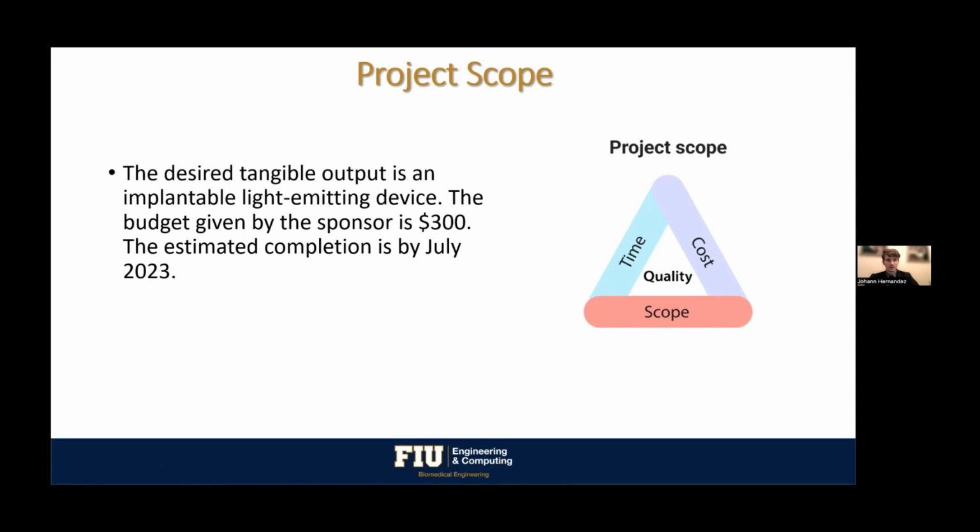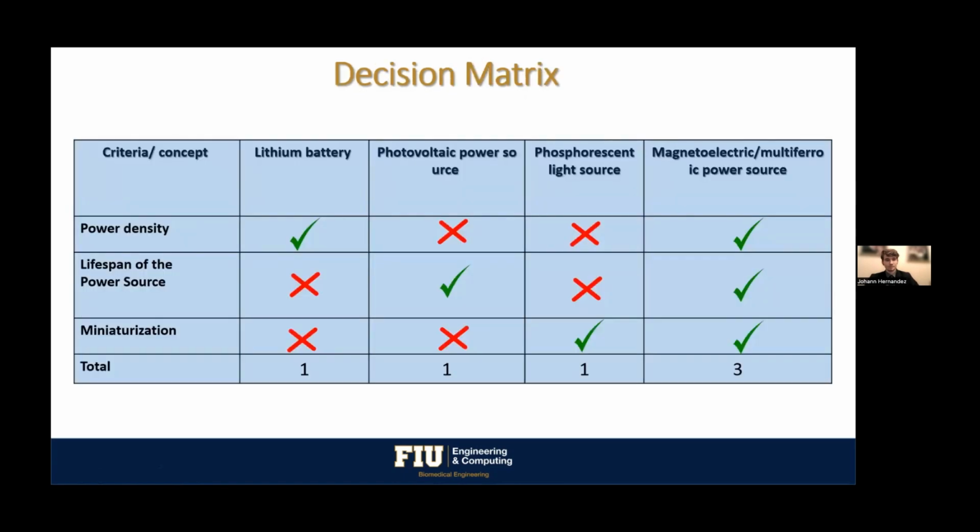And given that, we received a budget from the sponsor of $300 and estimated completion around July 2023. So when it came to deciding how we were going to illuminate the retina from an implant, we considered various light sources. Three out of these four are optoelectronic, those being the lithium battery, photovoltaic, and magnetoelectric, which all convert some type of input into an electrical signal that will power a circuit. And then there's a phosphorescent light source, which would use a chemical process to emit light.